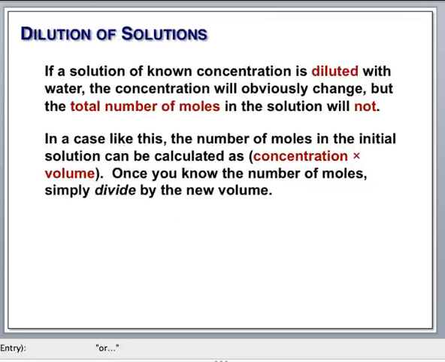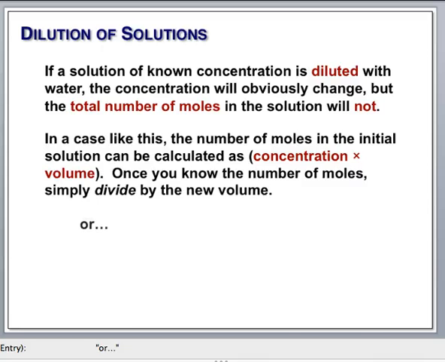Simple. The thing that makes it so simple is that we have our original solution. If we know how much of this and we know its concentration, we know how many moles we have, right? Now we go and we add water. The moles don't change, but the volume does, that's all.